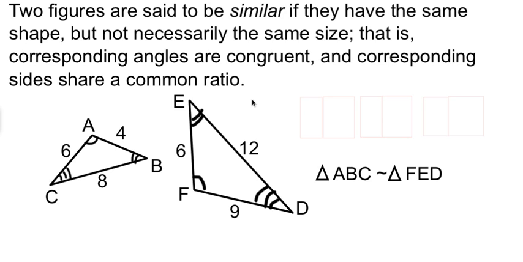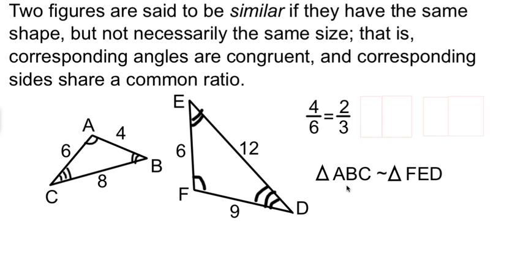Now we say they share a common ratio. Let's look at what that's talking about. The ratio of AB to FE. AB is the first pairing, so FE is the first pairing. What does that reduce to? 2/3.